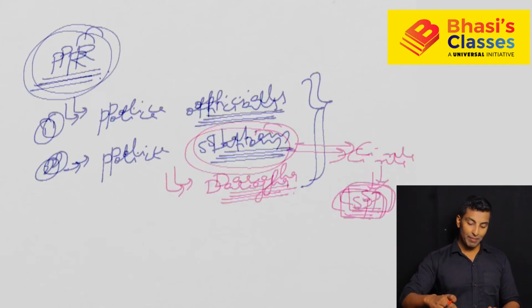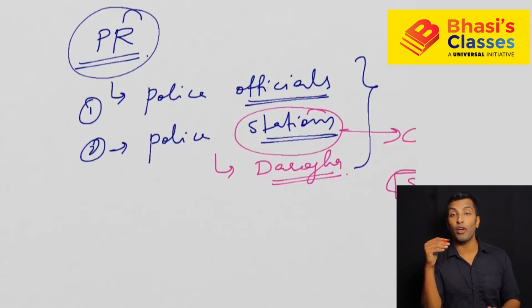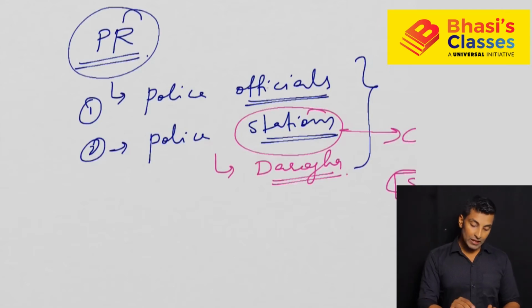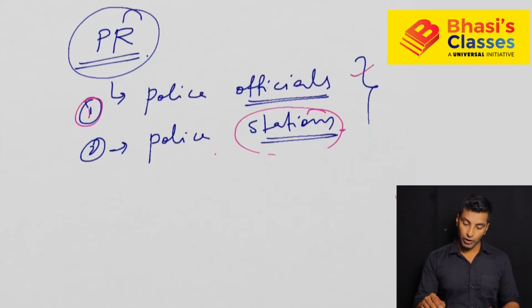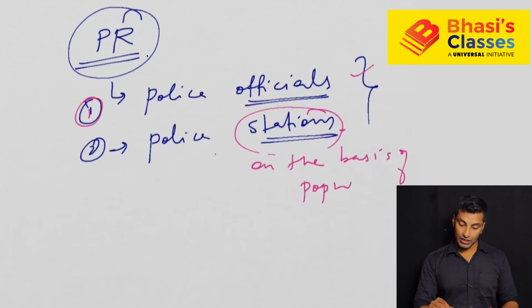Now, what question can I make here? See, consider the following with respect to the police reforms introduced by Lord Cornwallis in the year 1793. First statement is, police officials were appointed. Perfect. Second statement is, police stations were established on the basis of, let me add one more point here so that you will be confused, on the basis of population.